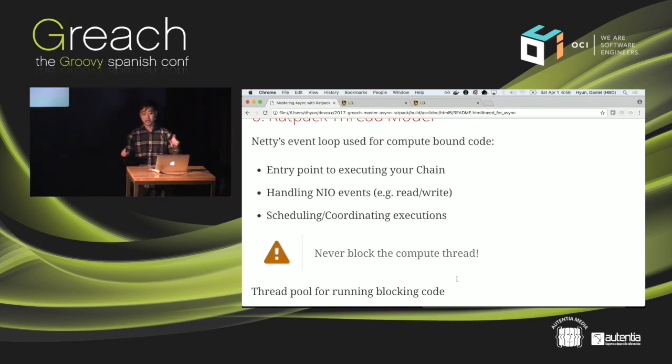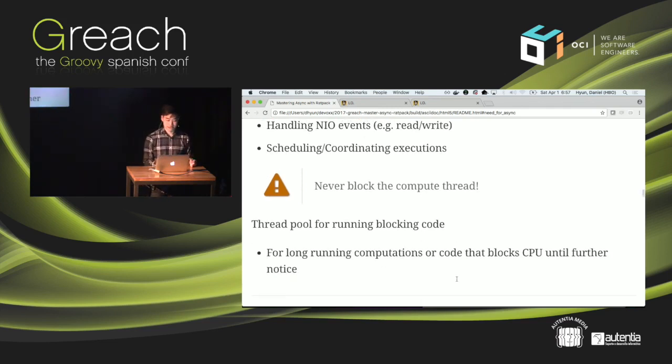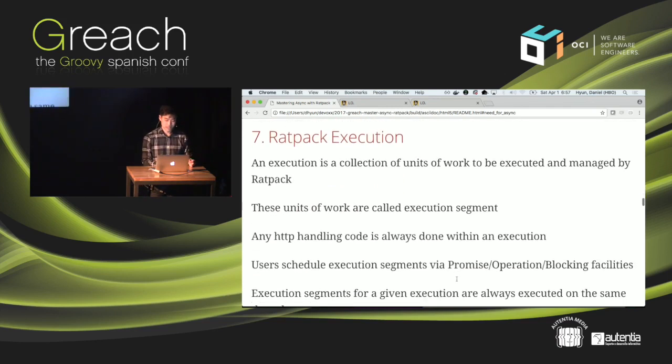So Ratpack's threading model is that we have an event loop that processes requests and NIO events. And then we have a dedicated thread pool for handling any kind of blocking I/O or any kind of long-running code that you would need to run. So that's how Ratpack's threading model is set up. And so let's talk about Ratpack now.